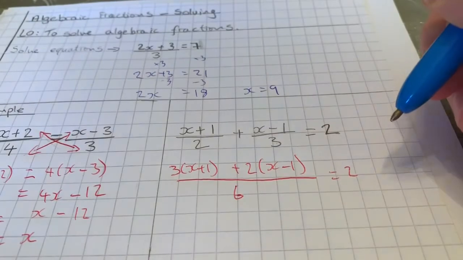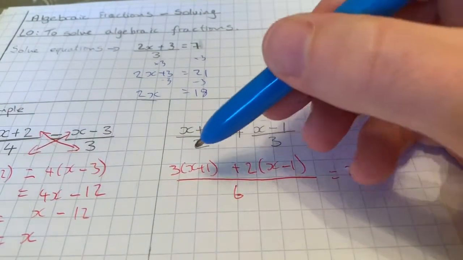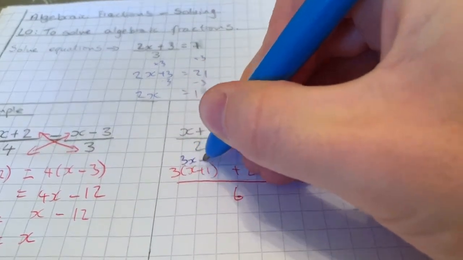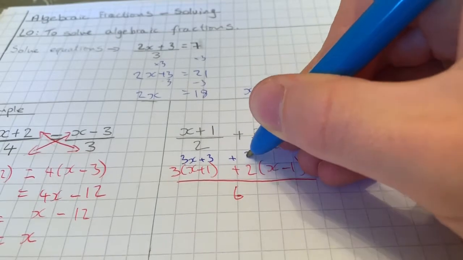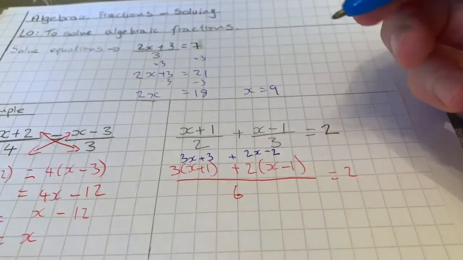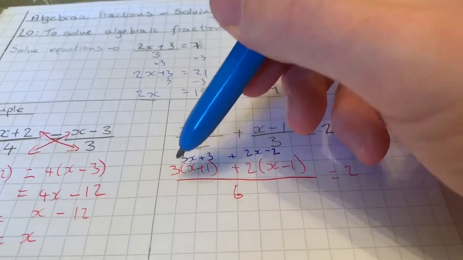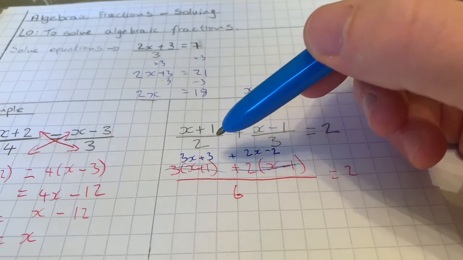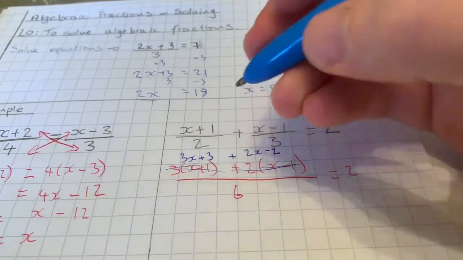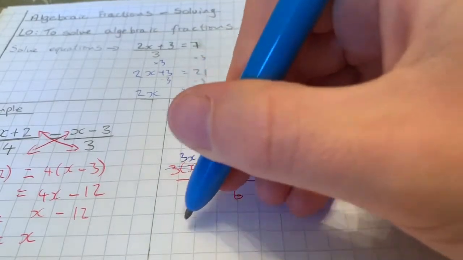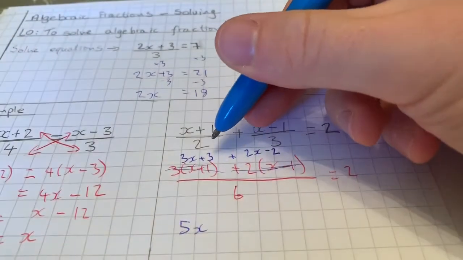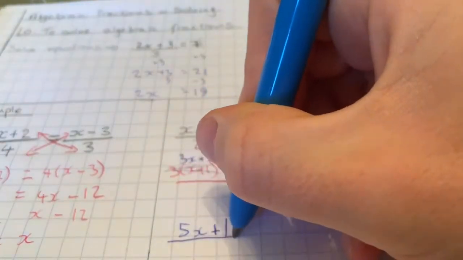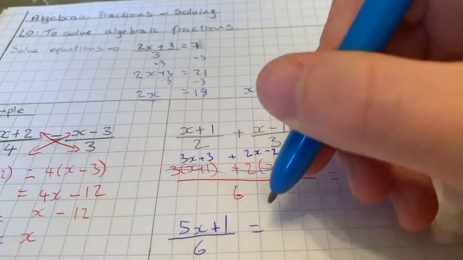And that equals 2. So then from there, you can expand your brackets out. I'm actually going to do it just above them so we can see it. So it's 3x + 3 + 2x - 2. And then we tidy up the top so we don't get confused. We've got 3x + 2x is 5x. And then 3 - 2 is plus 1. All over 6 equals 2.